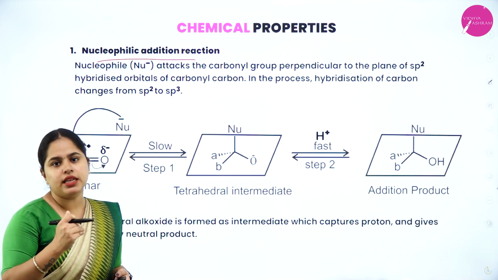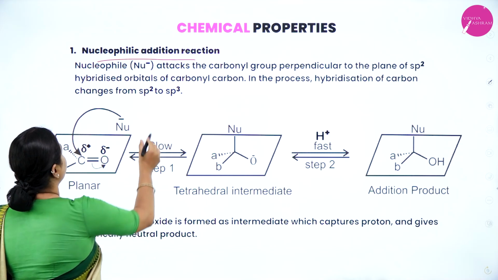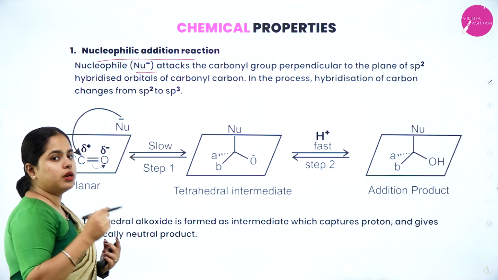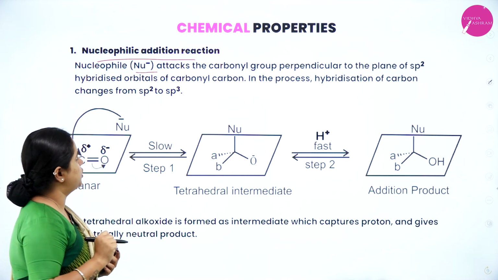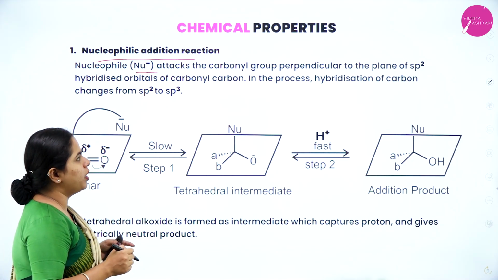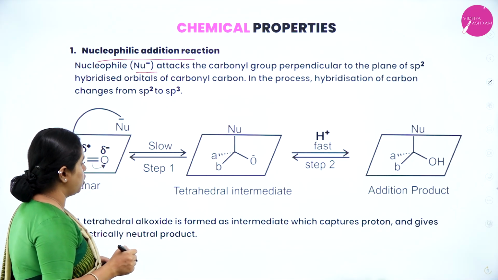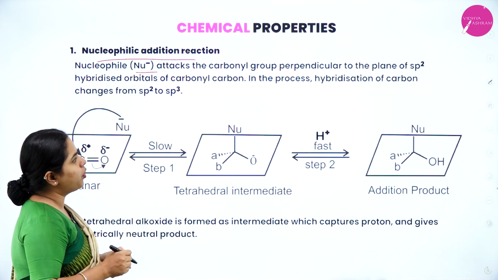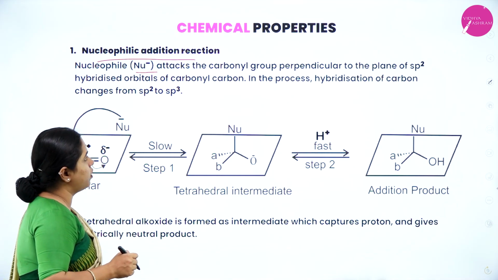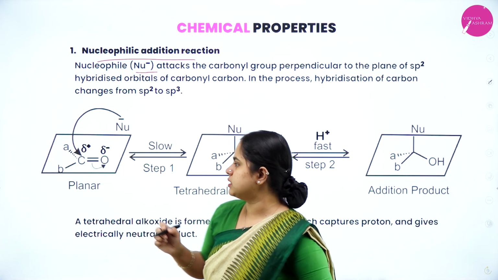So, it itself will be negatively charged, right? So, the nucleophile Nu minus we have mentioned here, because it is a negatively charged species, attacks the carbonyl group perpendicular to the plane of sp2 hybridized orbital of carbonyl carbon. In the process, hybridization of carbon changes from sp2 to sp3. So, let us understand this.